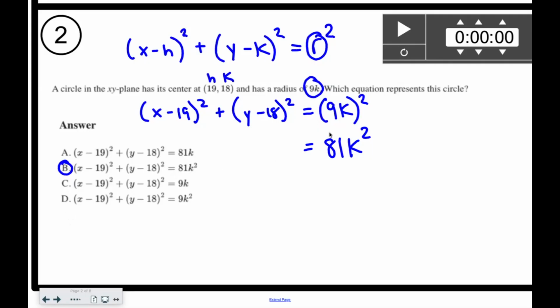But you've got to be really careful about not choosing D. That's a mistake I see a lot. You've got to make sure you square the 9 and the k. Okay. Any questions? All right, then let's keep going.